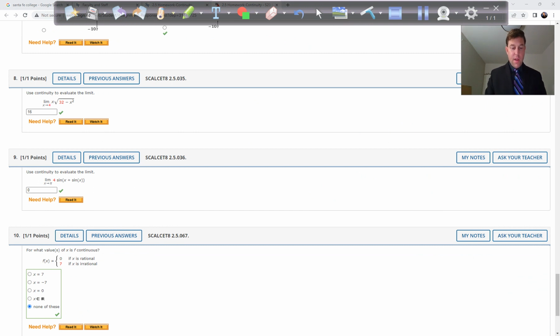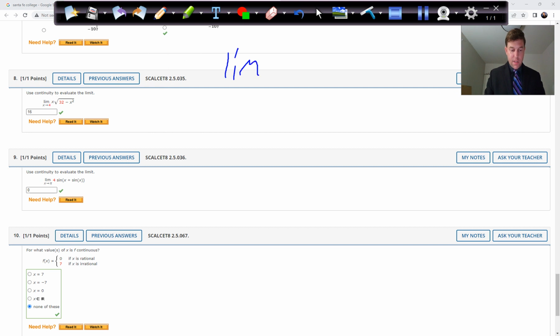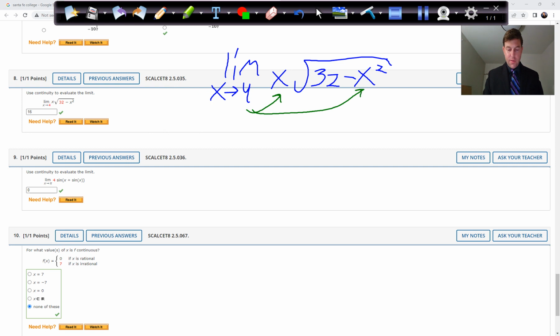Okay, it says, problem 8, use continuity to evaluate the limit. It says the limit, let me write it bigger so we can see it, as x approaches 4 of x times the square root of 32 minus x squared. So the first thing you should always try is just plugging in the number and see if it'll work. So we're just going to take 4 and replace that x and replace that x with 4. So we're going to get, this is the limit as x approaches 4 of 4 times the square root of 32 minus 4 squared. Let me not keep writing the limit just to save time.